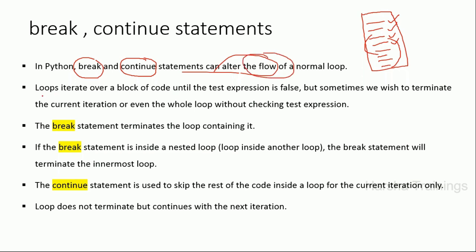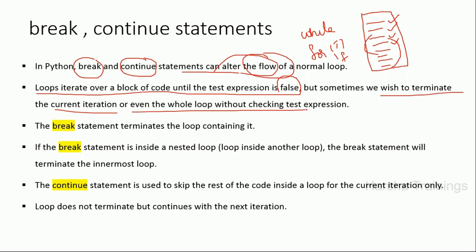Loops iterate over a block of code until some condition becomes false, as we already know. Either a while loop or a for loop will be executed until the condition becomes false. Whenever the condition becomes false, it will come out of the loop. But sometimes we wish to terminate the current iteration or even the whole loop without checking the condition. Sometimes, without checking all the conditions, I want to terminate my loop. Then I will use a statement called break.